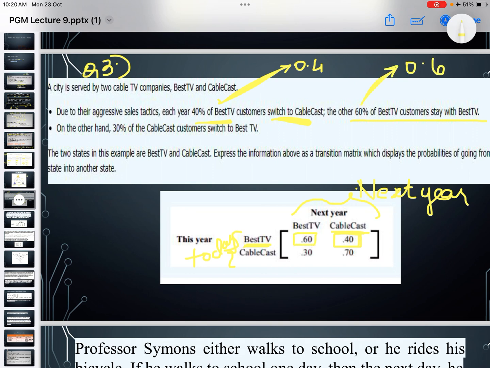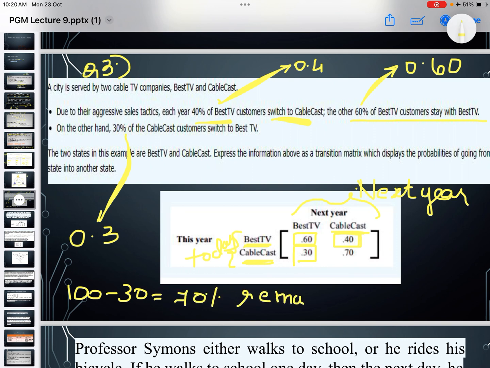60% means 0.60. On the other hand, 30% of the Cablecast customers switch to Best TV. So today you are Cablecast, next year you switch to Best TV. 30% means 0.30. So today you are Cablecast and tomorrow also you remain Cablecast, will be 100 minus 30%, that is 70% remain Cablecast. They were Cablecast and they remain as Cablecast. So today also they were Cablecast, next year also they will be Cablecast. How many are there? 0.70. This way the matrix is formed.